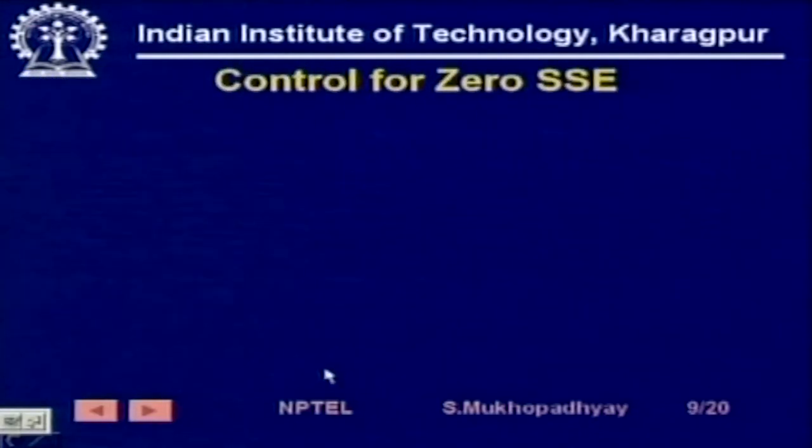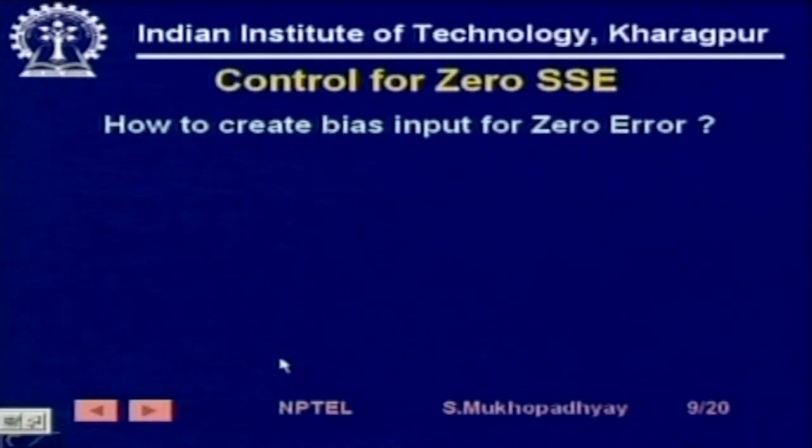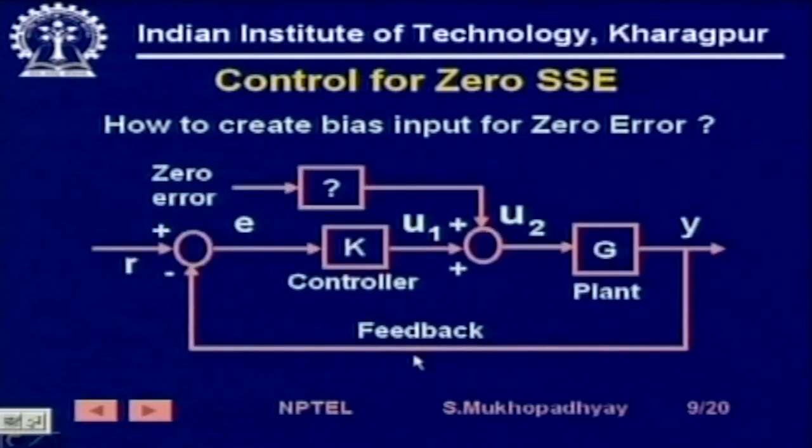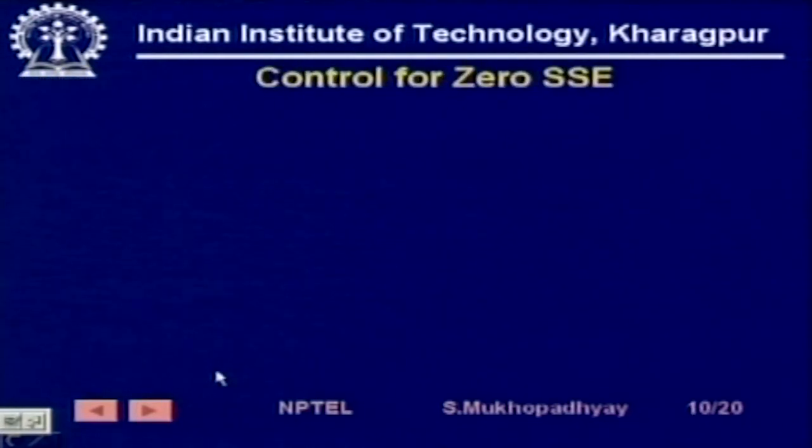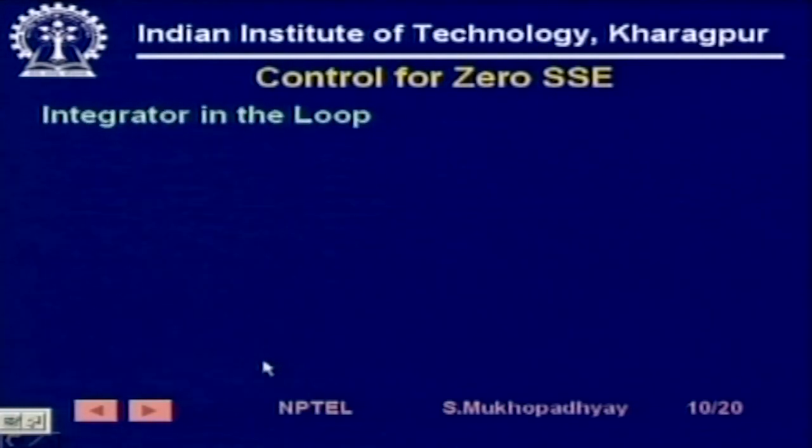So, the question is that how to create bias input for zero error, right? So, that is the situation described here. What is the device which for zero error gives an output? So, that device is actually an integrator. So, somewhere in the loop there should be an integrator, then even if the error is 0, we will be able to give a finite output.